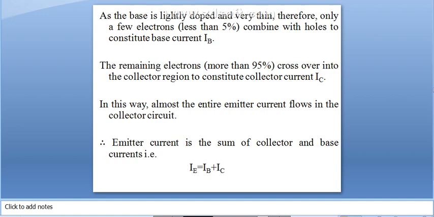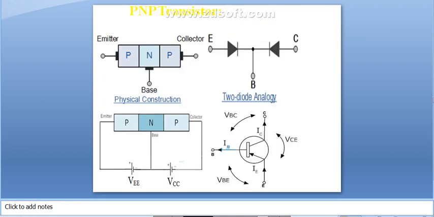Most of the emitter current flows in the collector circuit. So we can write IC approximately equal to IE. IE is a combination of both, the addition of the base current and the collector current. So IE equal to IB plus IC.